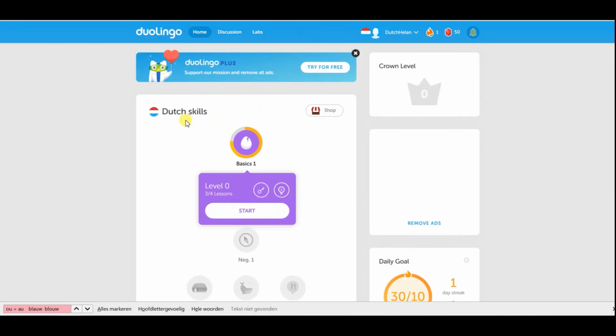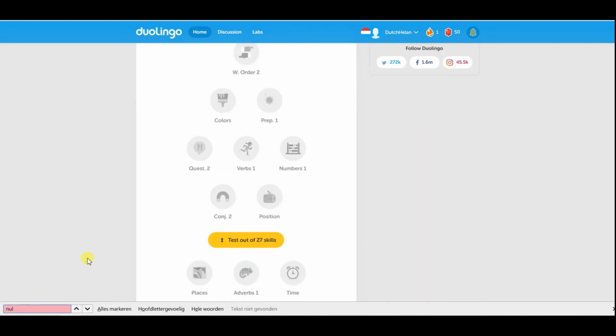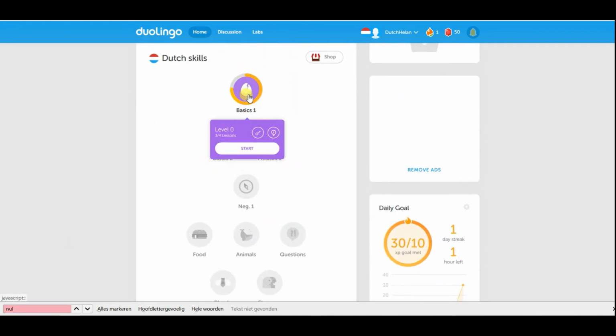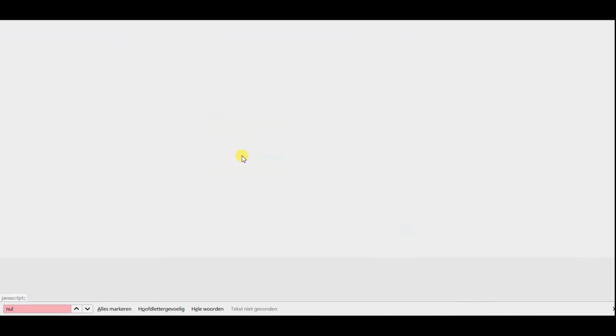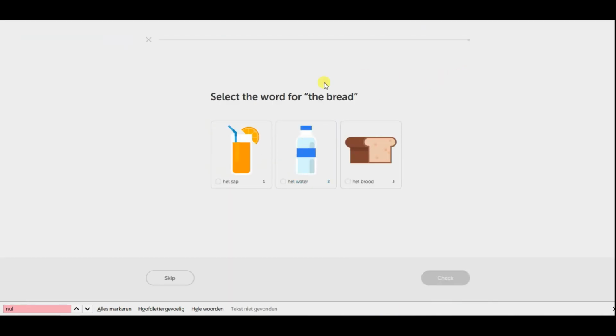Let's see. Level 0 still. 0, by the way, is nil. I know there's an English nil, but I guess that's where it came from. Let's make that a 1. There we go.